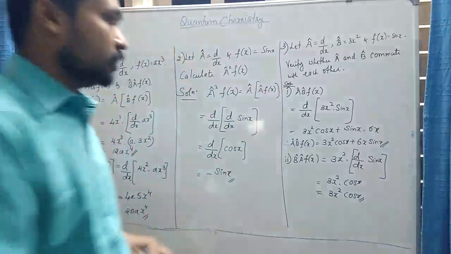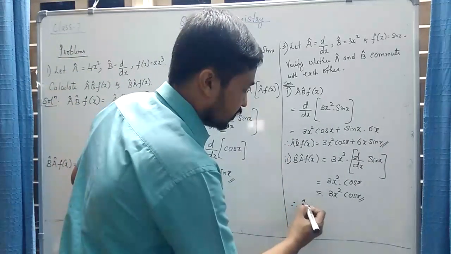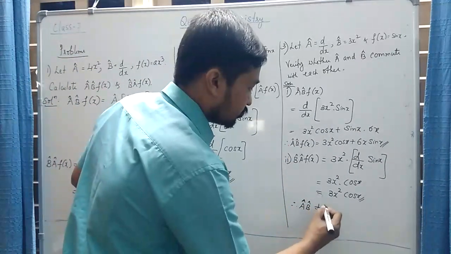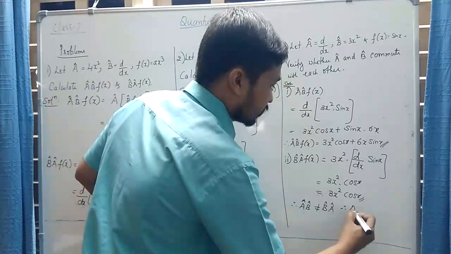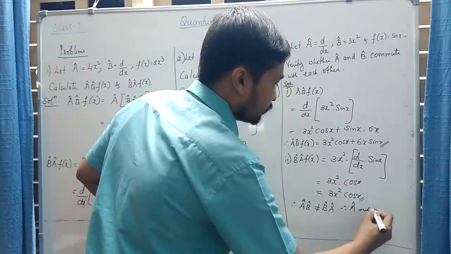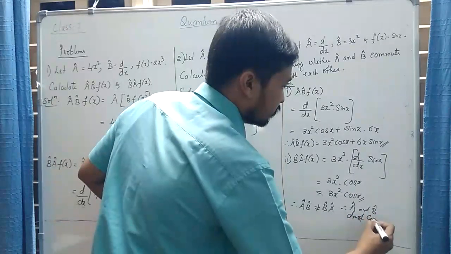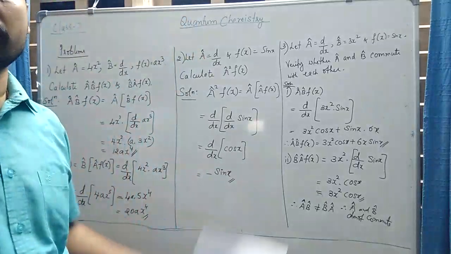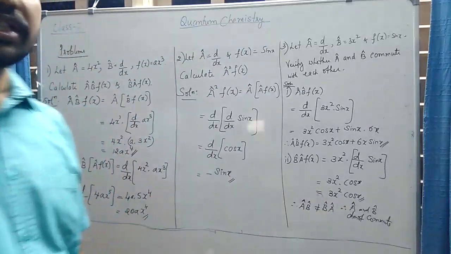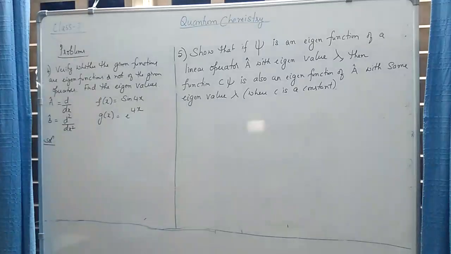So if you compare these two results, you can clearly see that A into B is not equal to B into A. Therefore, the two operators A and B do not commute with each other, because A into B is not equal to B into A.